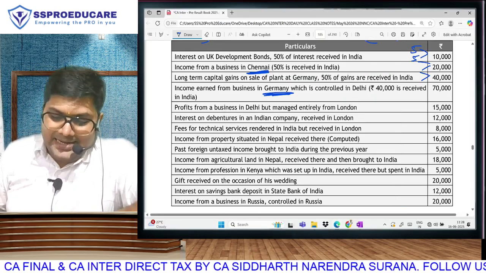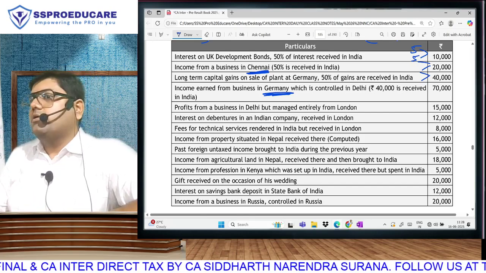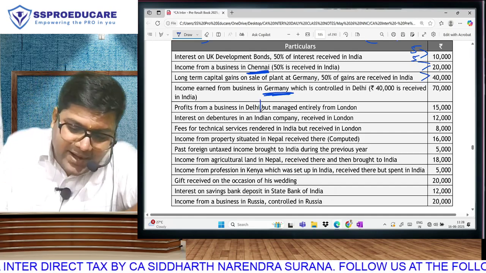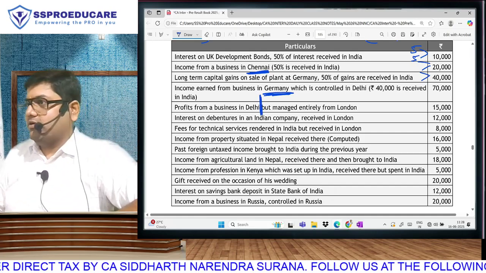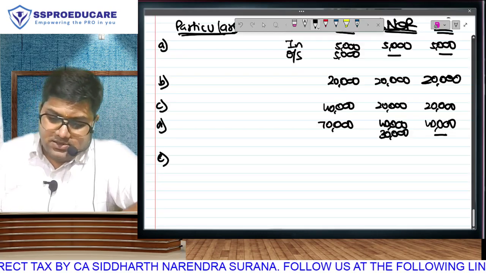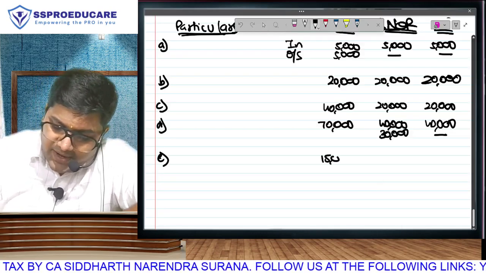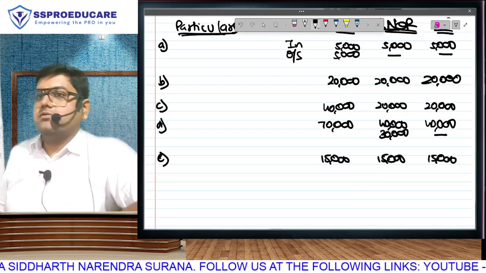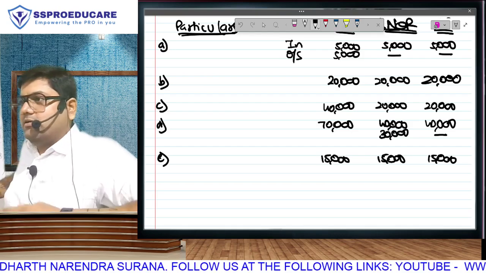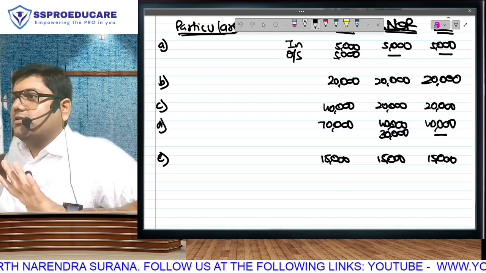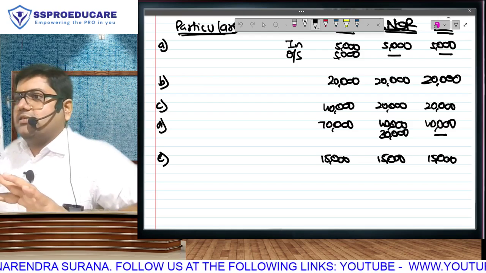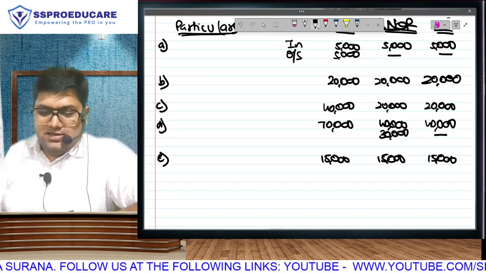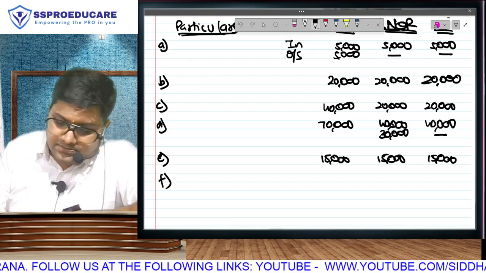Profits from a business in Delhi, but managed entirely from London. Control is outside India. The moment you read this, no question is over here only. What's your answer? Do you find it easy? So by the end, if you do everything correctly, as per current paper pattern, so many adjustments can't come in one question. But this will give you all the varieties. You'll easily get about 6 to 8 marks if you do everything correctly till the end. Next.